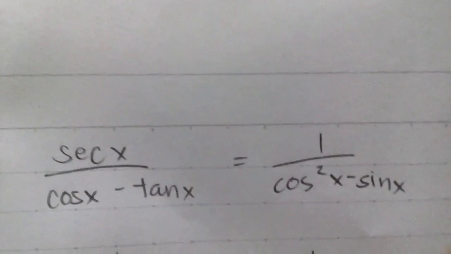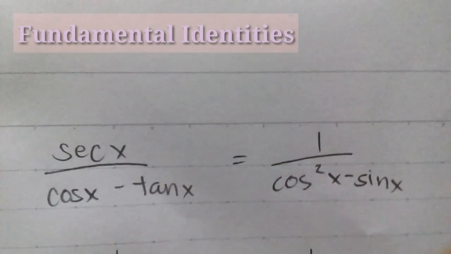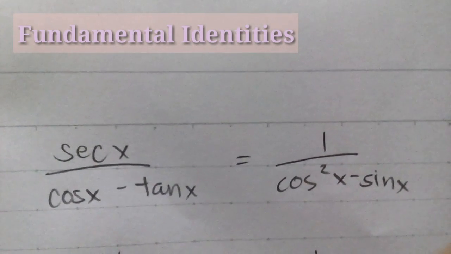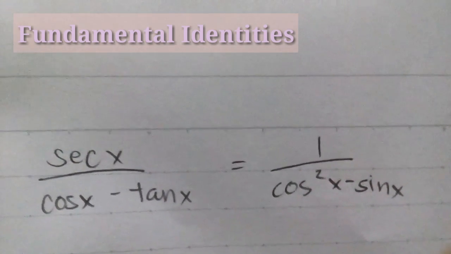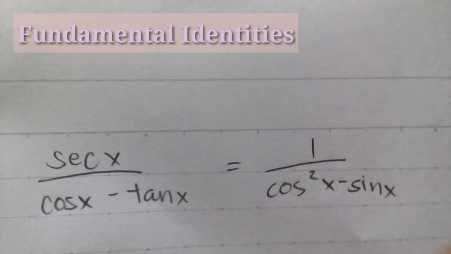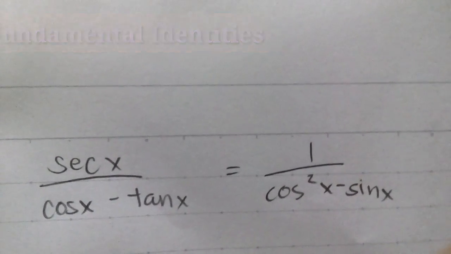So for today, I'll be doing more on pre-calculus. It is the identities. So we'll have the fundamental identities, sum and difference identities, double angle identities, and half angle identities. So let's start. So for fundamental identities, we have secant x over cosine x minus tangent x is equal to 1 over cosine squared x minus sine x.